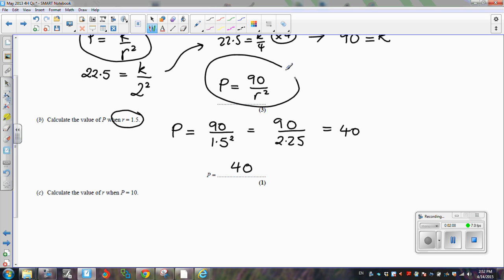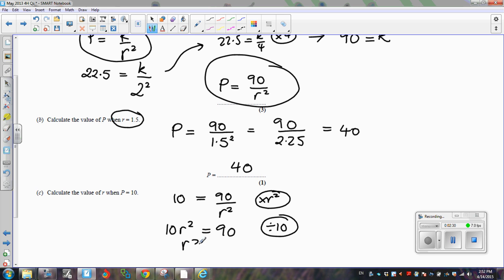Then it says calculate the value of R when P is 10. So back to this same equation. So instead of P now, I can write 10. So 10 is equal to 90 over R squared. Now we need to find out what R squared is first. I'm going to multiply by R squared. So the left-hand side becomes 10R squared. The right-hand side, because the R squareds will have disappeared, we've got just 90. If I now divide both sides by 10, R squared is going to be 90 divided by 10.